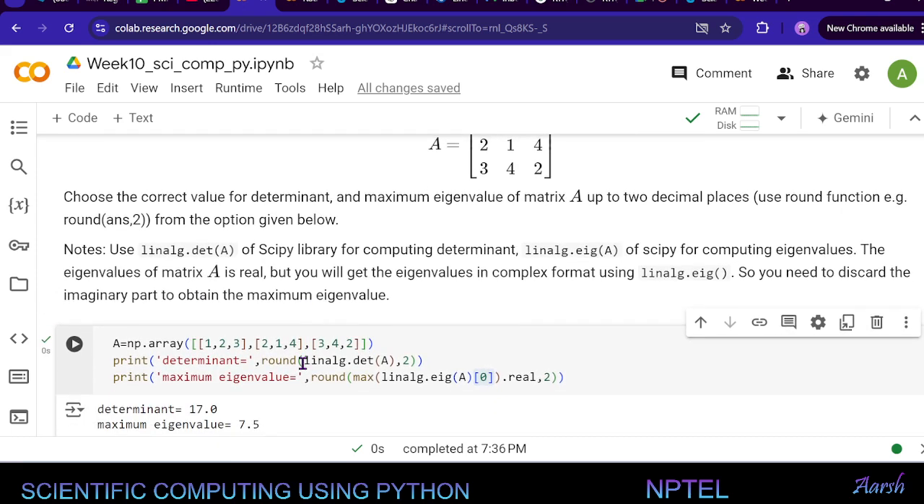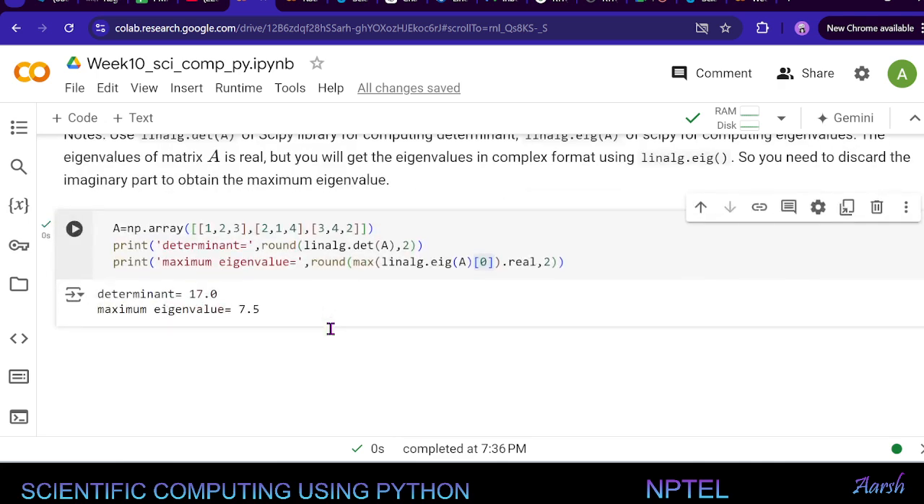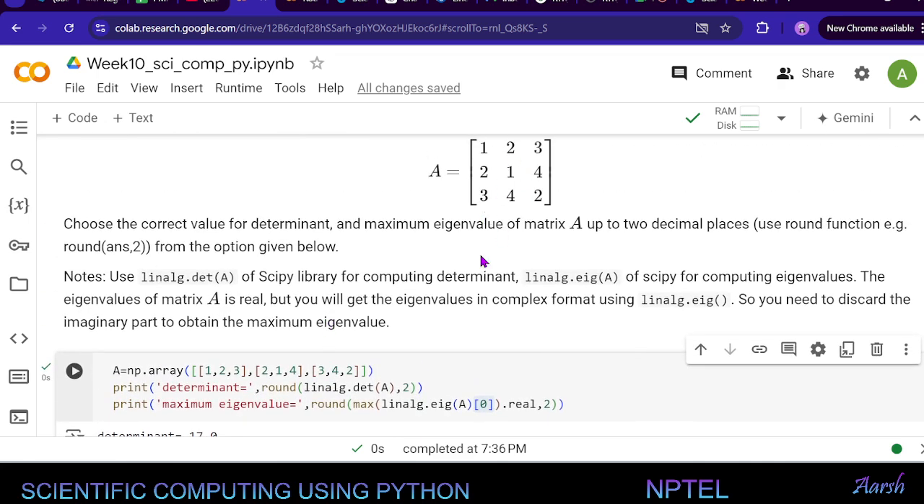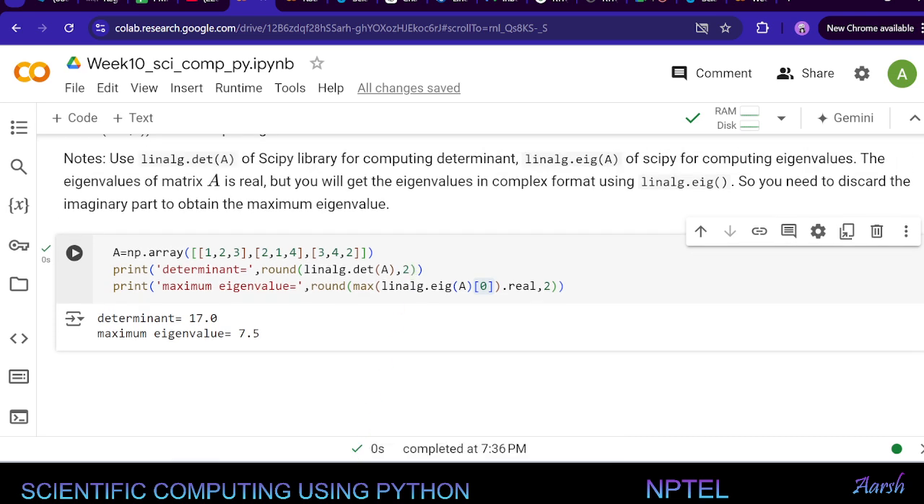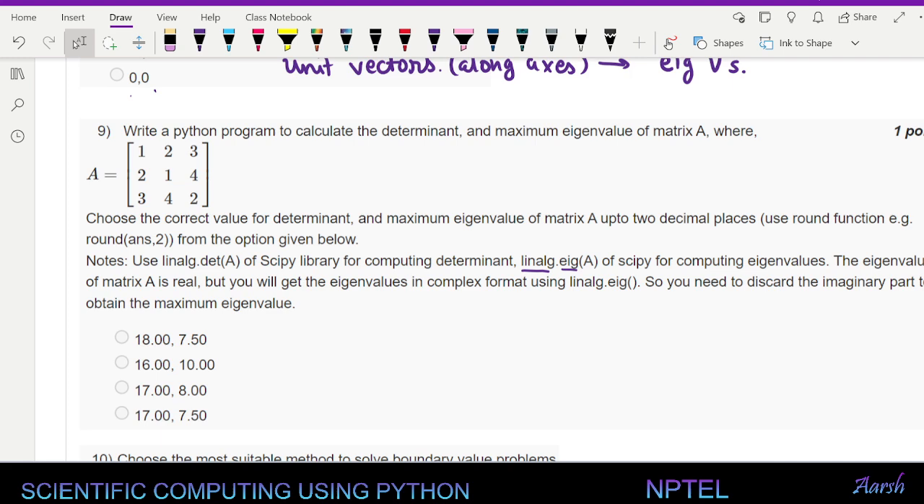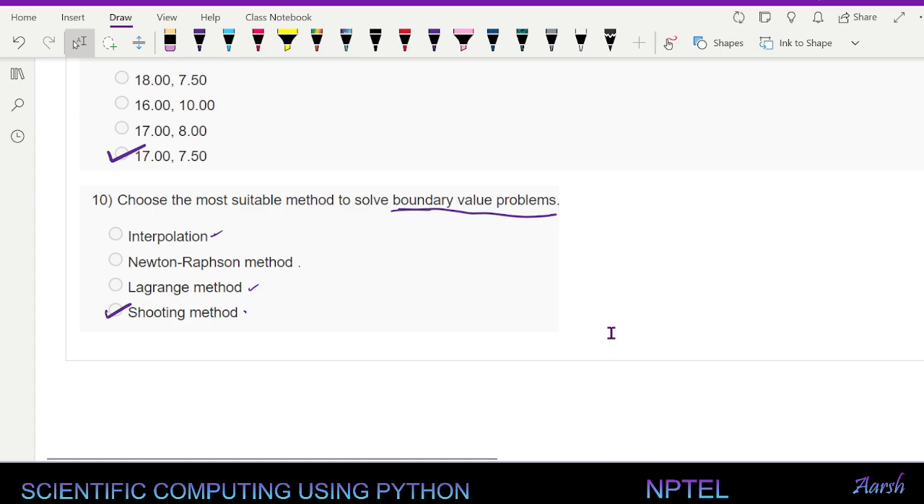And yeah, the determinant is pretty easy, you can calculate it on your own, I won't do it. And you can calculate the eigenvalues as well, you can check that it matches. Okay, so it is 17 and 7.5. Okay, so that's about it.